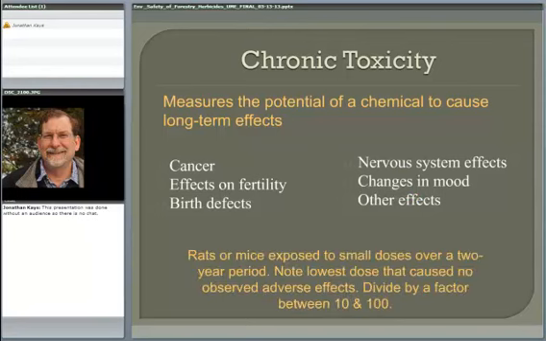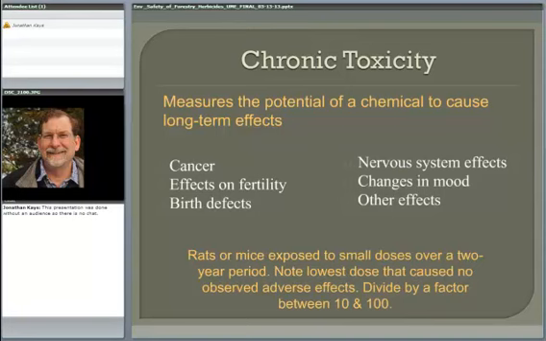So the way chronic toxicity is measured is that they take rats or mice and they expose them to small doses over a 2-year period, which is typical lifetime for a rodent. And scientists make note of the lowest dosage that causes no observed effect. Okay, and then they divide that by a safety factor somewhere between 10 to 100.